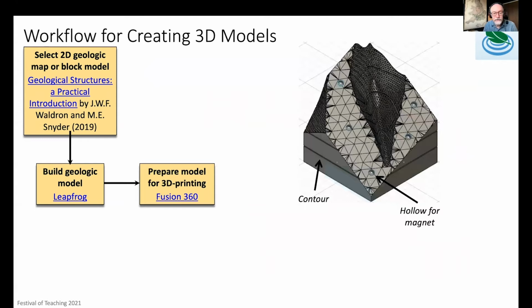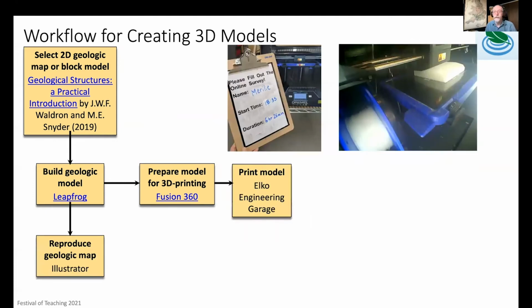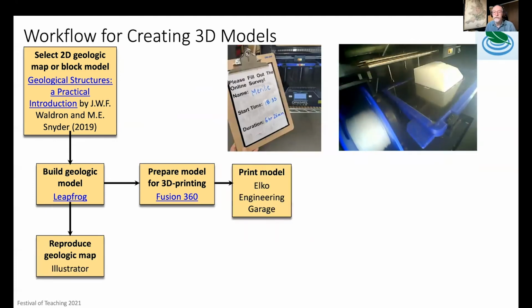So this illustrates her workflow for building 3D printed models. From Leapfrog, the 3D model was exported into a software called Fusion 360, which is widely used for making 3D printed models. And we did a few things. We need to hold the model together, so we included some hollows for magnets.